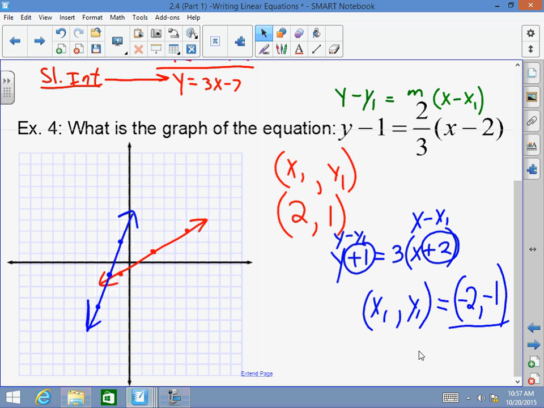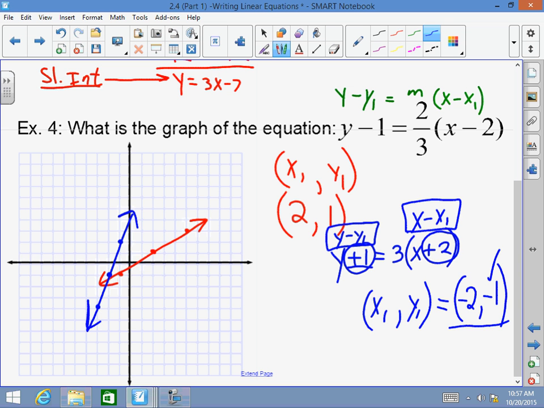Okay, so again, with the blue, I have y plus 1 equals 3 times x plus 2. Okay? This y plus 1 comes from a y minus y1. What value of y1 did I plug in here to get a positive 1? A negative 1. So that's why my y1 is negative 1. This is an x minus x1. What value of x1 did I plug in here to get an x plus 2? A negative 2. That's why my x1 is negative 2.